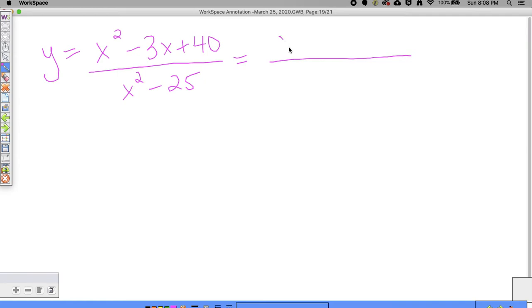So if I go and factor this, hold on, I should make this minus 40. Uh-oh, make it minus 40, or it's not going to work. Minus 40, so that's going to be x minus 8 times x plus 5. And then this is going to be x plus 5 times x minus 5, because it's a difference of two squares. Now I want you to make some observations. Do you see something there?